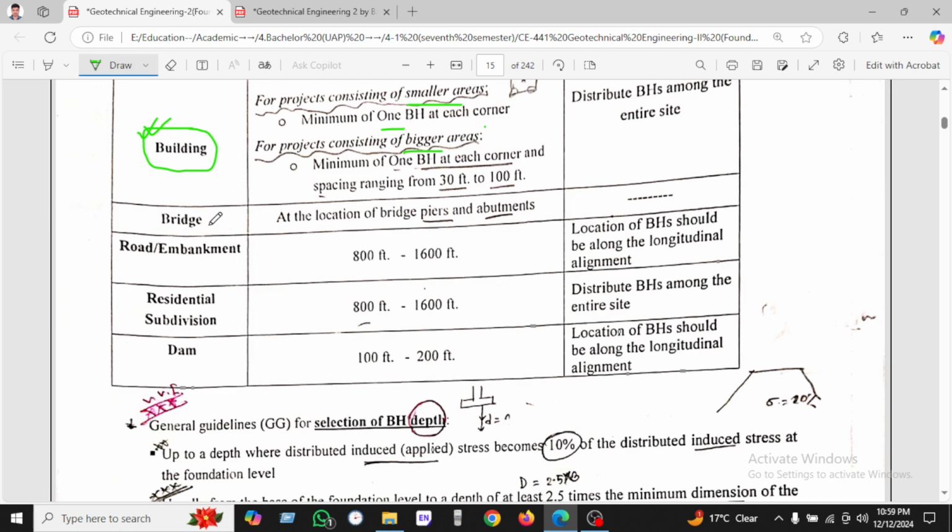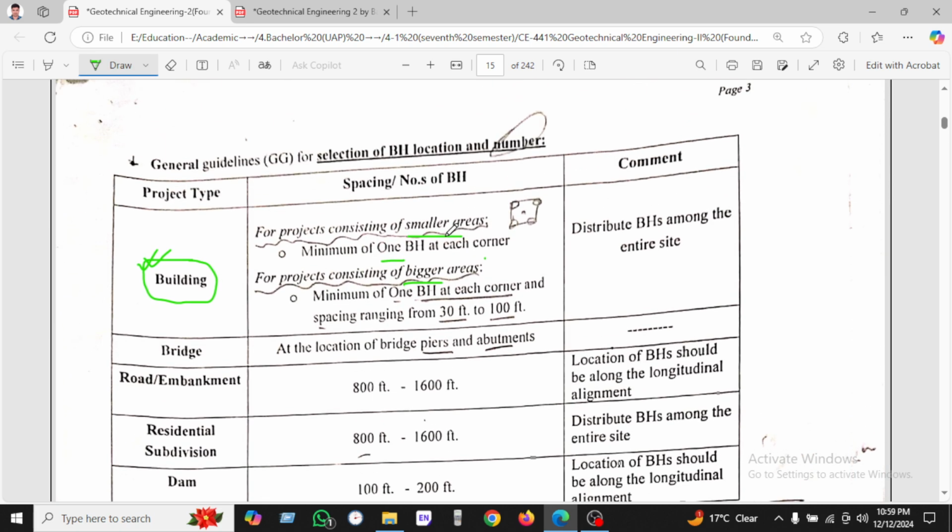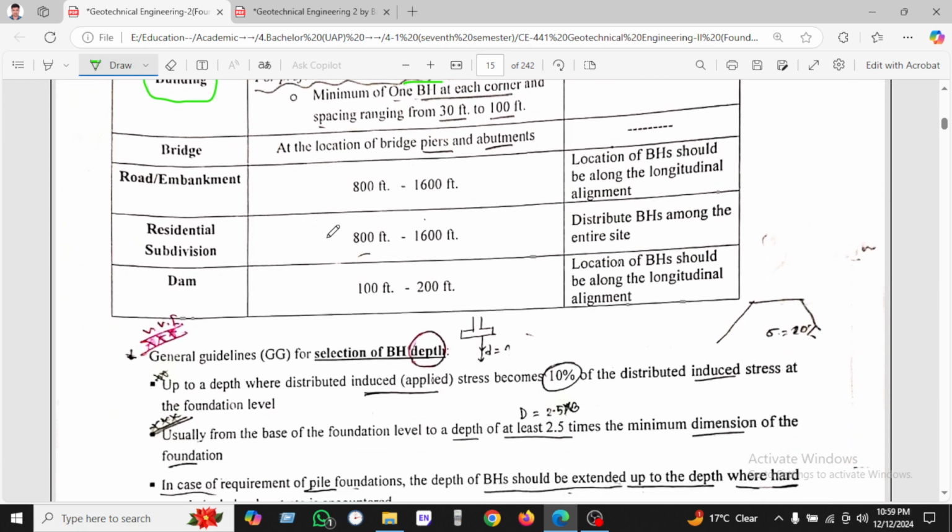Okay, say another, we can see the bridge. For the bridge, boreholes must be taken at the locations of the bridge piers and abutments. And for roads and abutments, 800 feet to 1600 feet, and residential subdivisions 600 feet to 1600 feet, and dams 10 feet to 200 feet.